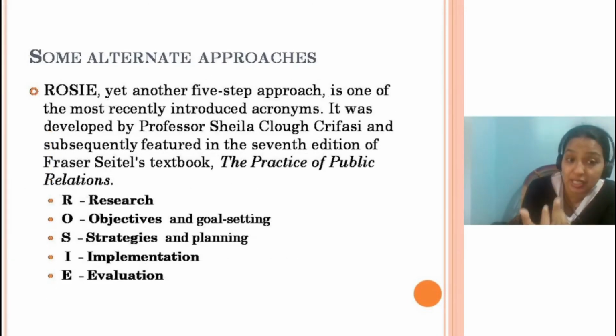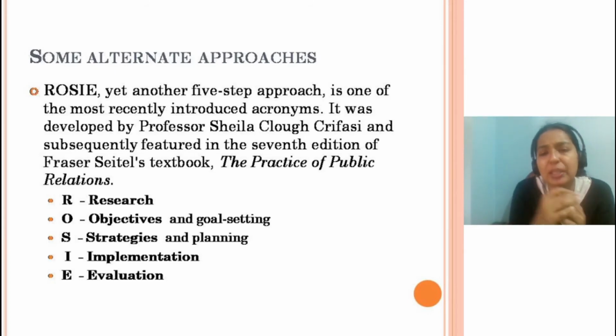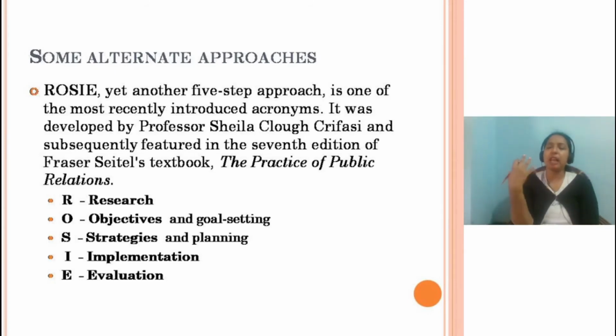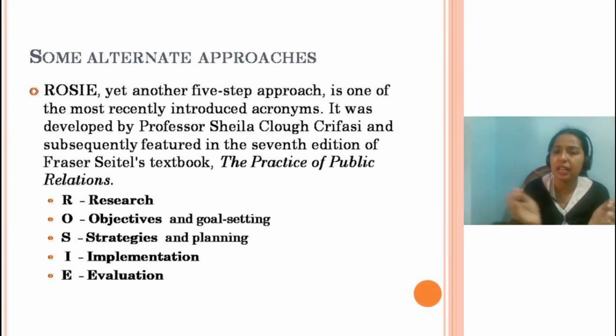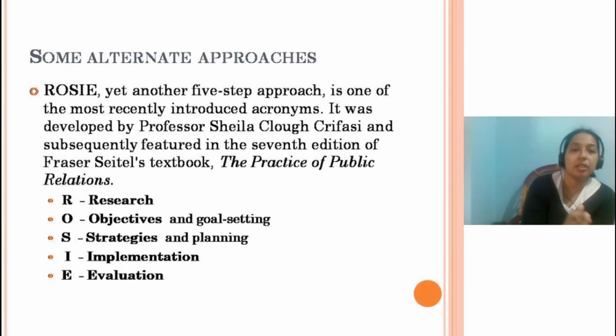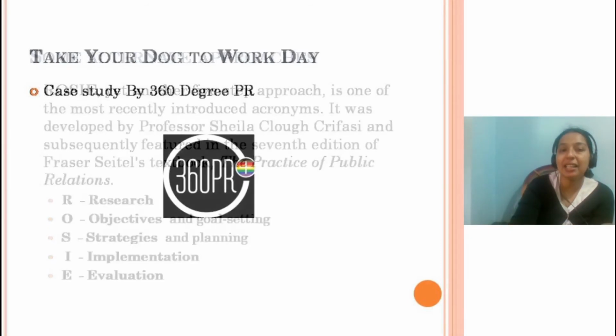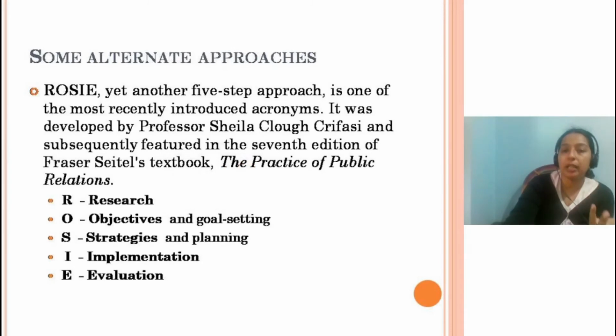And next is ROSI, that is research, objective, strategies, implementation, and evaluation. So these are all different approaches available, and you can use them in your public relations campaign planning. So it kind of gives you a scientific approach or a formal approach to your public relations campaign. So these are the particular approaches we use. It's up to you. You can select any of these.